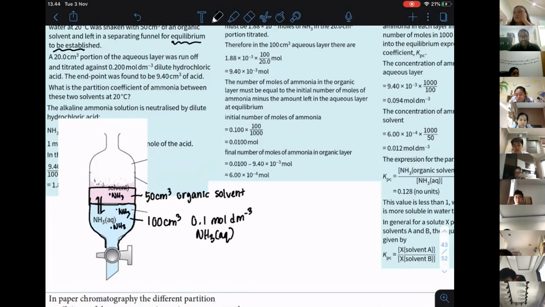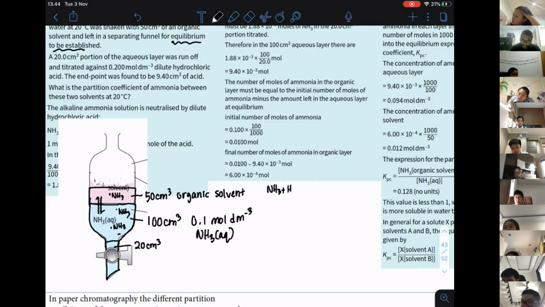They took 20 cm cube of the portion of the aqueous layer. This is the aqueous layer. They took 20 cm cube, not everything. Just imagine this is the part that is taken. So they took 20 cm cube, left with 80 cm cube. Take note, they took 20 cm cube of the aqueous layer and reacted it with hydrochloric acid. So let's write the equation.